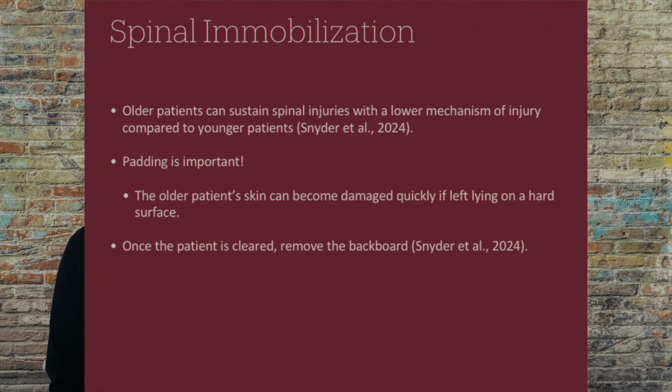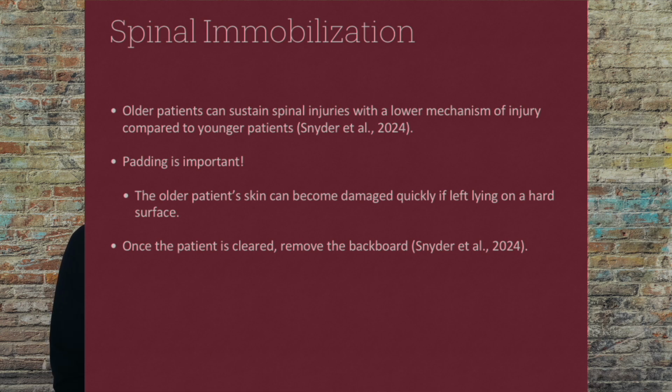Older patients can sustain a spinal injury from a lower mechanism of injury when compared to younger patients. Padding is important, as the changes that occur with aging make immobilizing an older patient's spine more difficult. We should start by padding the head and neck of our patients and be prepared to modify our immobilization to prevent motion and provide comfort. Be sure to pad bony prominences such as mid back, sternum, shoulders, sacrum, and the back of their head. Older patients' skin can become damaged quickly if left lying on a hard surface.